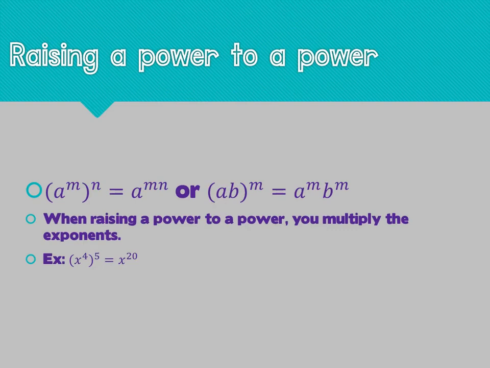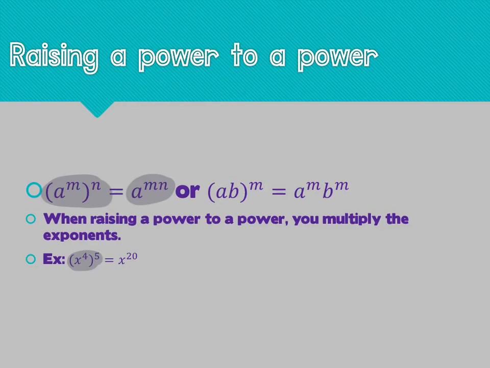All right, now we've got raising a power to a power. This, again, we don't actually raise the power to a power, we would multiply. So when we multiply, we add. When we raise to a power, we multiply the powers. So if I had something like a to the m raised to the power of n, I would multiply the m and the n, and that's my new exponent. So the example there says x to the 4th raised to the 5th. I would multiply 4 and 5 out, and that would be x to the 20th.